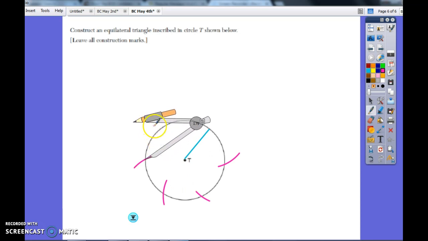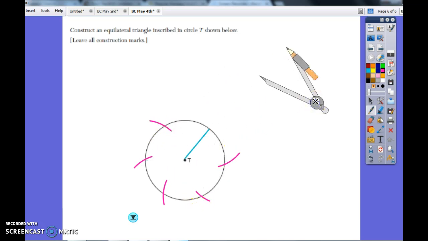Good, right there. And here comes my final arc. Perfect. So again, we have the hexagon, but I don't want to make a hexagon. I want to make an equilateral triangle. So if you want to pause the video and think about how I would get 3 congruent arcs using 6 congruent arcs, go ahead and pause the video, think about it. Maybe talk to your partner next to you.